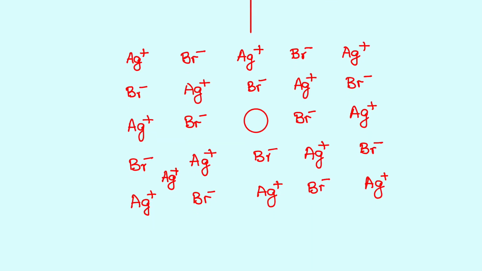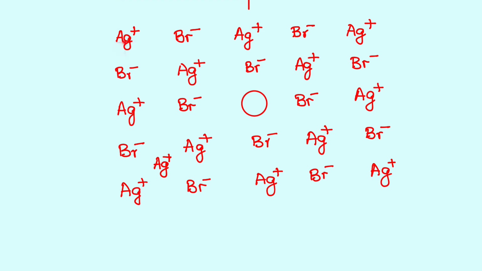Observe the crystal again. Silver bromide. Yes. Silver is missing. But where is that missing silver? I don't see another hole in this. Oh, the silver is still there, but it's gone hidden. It's occupying a space in between.